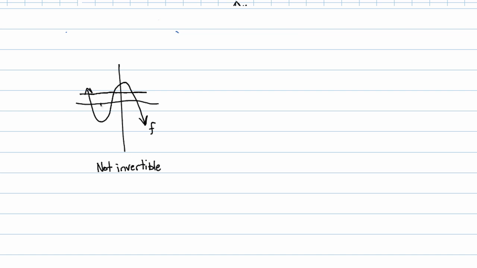Notice that each input leads to its own output, right? All these inputs lead to outputs. However, the output at this height leads to 3 different inputs, and so when we try to find the inverse, we will not have a function.